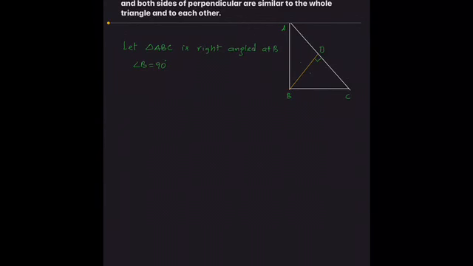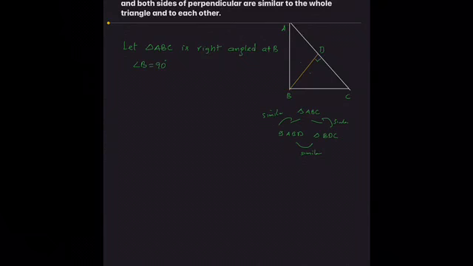That means what they are trying to say, triangle ABC is the bigger triangle. It is divided into triangle ABD and triangle BDC. So what they are saying is, if I draw a perpendicular, these two will be similar to each other, as well as these two, and these two will be similar to each other. Now let us try to prove it.